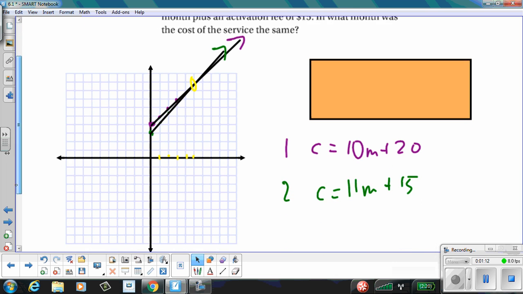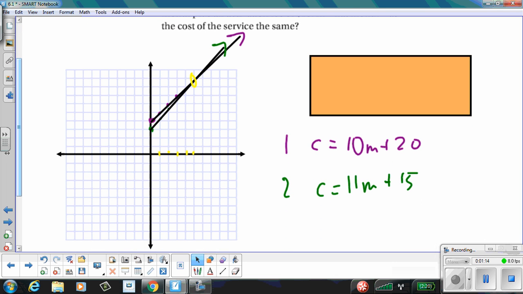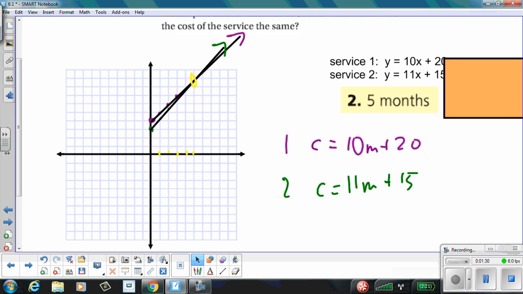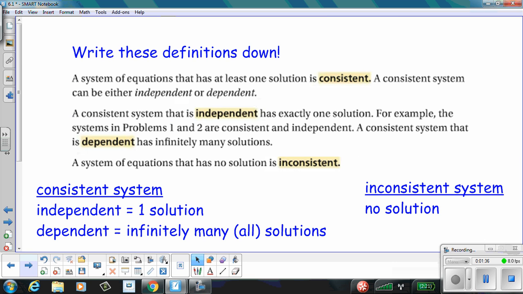Here are my equations. Cell phone company 1 is 10 times each month plus the additional $20, which is in purple, and the green is $11 per month plus the 15 fee. And it looks like they meet up at around 1, 2, 3, 4, 5, at the 5 mark, 5 months. And that's what we come up with. Hope you did it. Take a look at everything. Make sure you're seeing it.